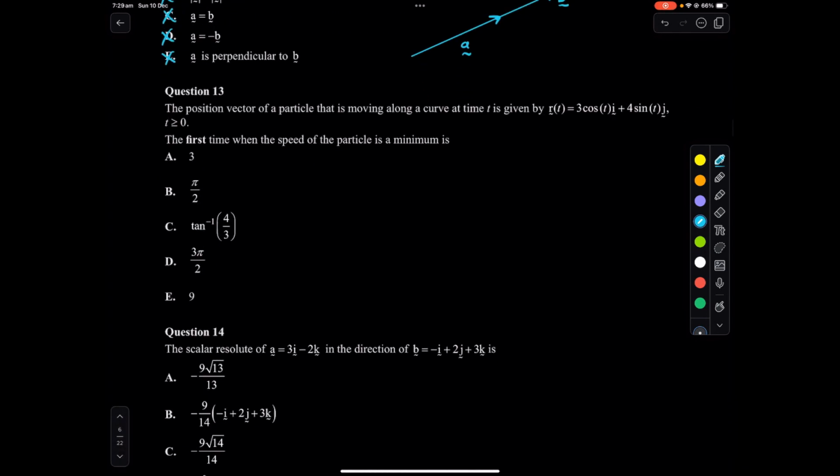Question 13. The position vector of a particle that is moving along a curve at time t is given by this, where t is greater than or equal to 0. The first time when the speed of the particle is a minimum is what? Nice and easy. If this is a position vector and we find the derivative of it, we get the velocity. But we want speed, which is the magnitude of this velocity, and we'll get an equation, and then we just use calculus to find the minimum time. Let's do that in our CAS calculator.